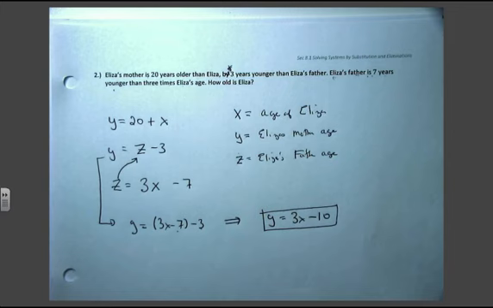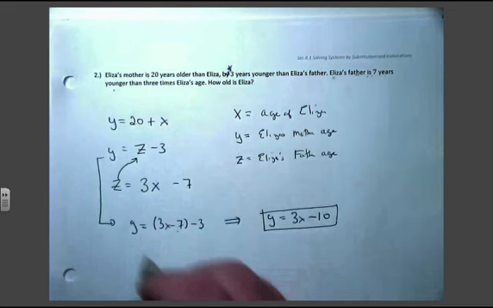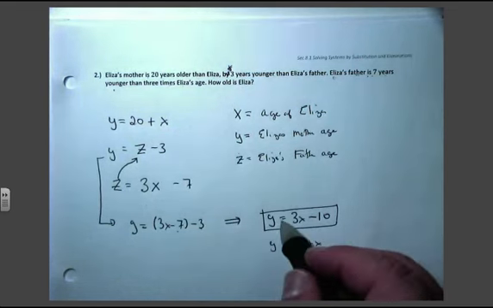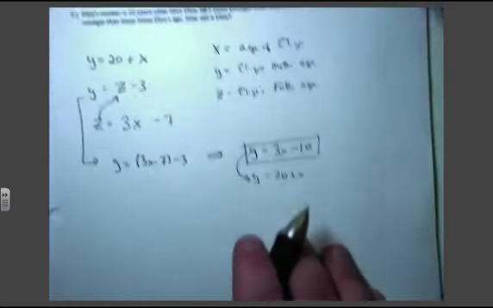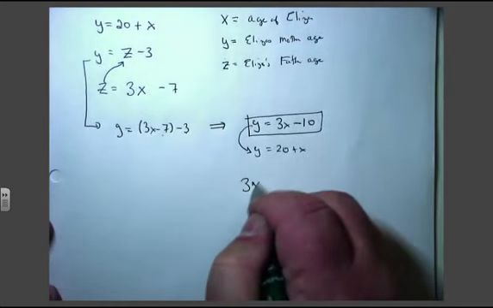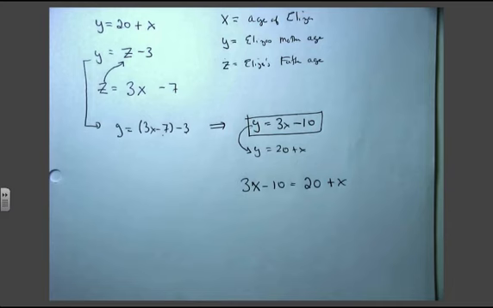But I have another equation for y. I've got y equals 20 plus x. So I'm going to substitute once again, taking that y and plugging it in. This gives me an equation: 3x minus 10 is equal to 20 plus x. All this work is the same work we've been doing, whether I'm substituting or eliminating. I'm trying to get a single equation with just one variable in it. And I've got that. I've got x.